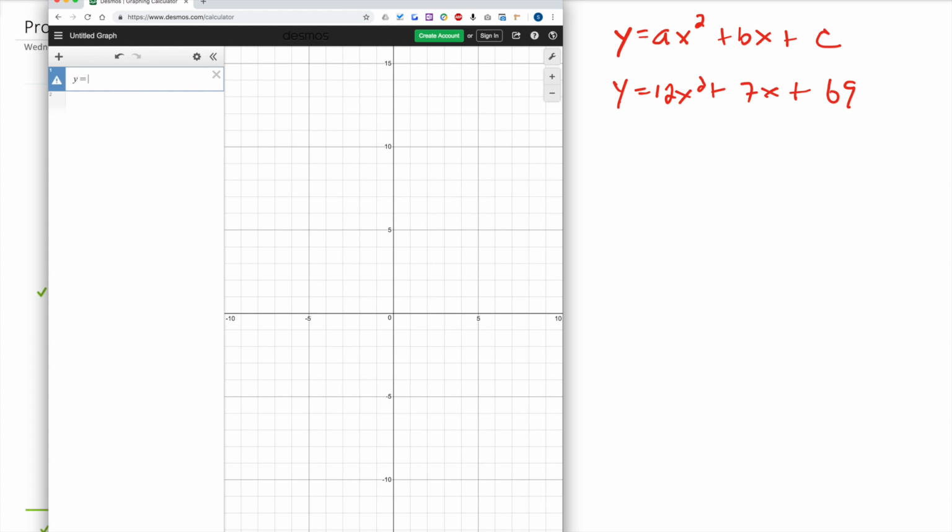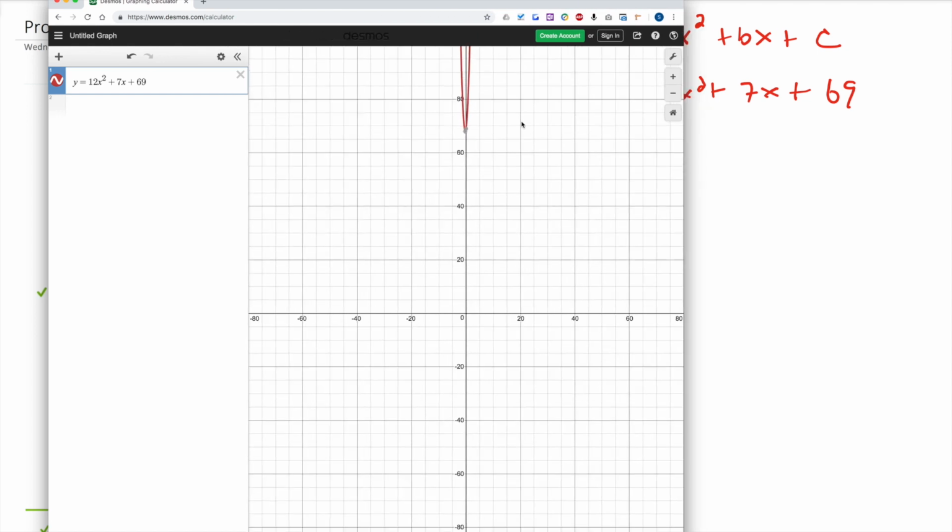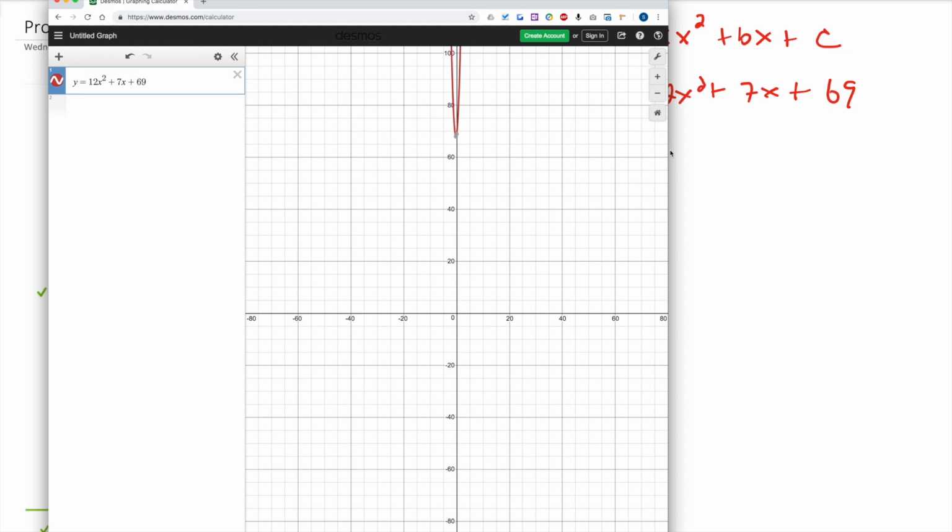Yes, it's going to be a parabola, a u, x to the power of 2 plus 7x plus 69. And I got to zoom out so you can kind of see it way up there. See it? All right. And does this parabola that you designed here, does it cross the x-axis? No.